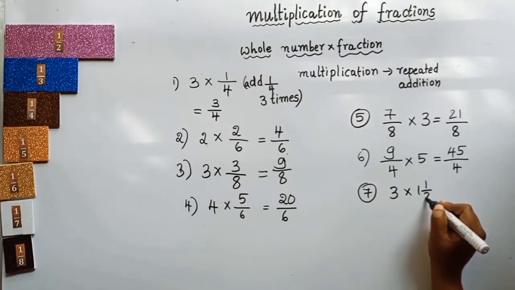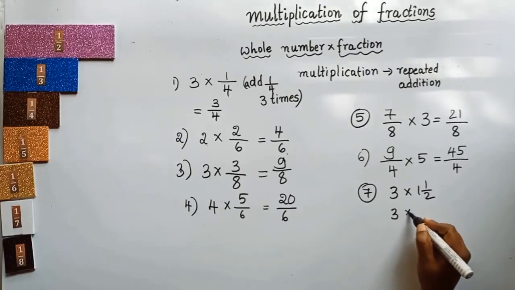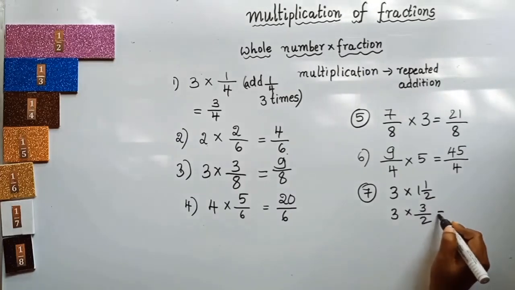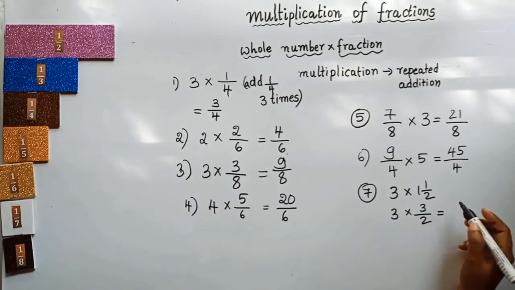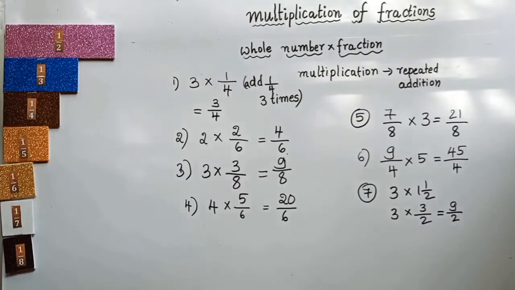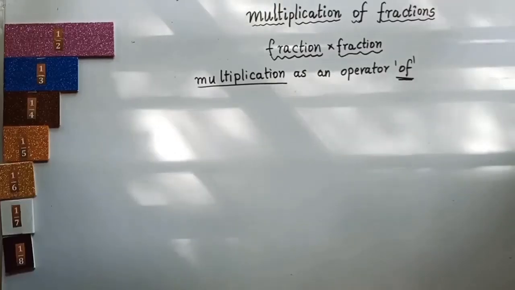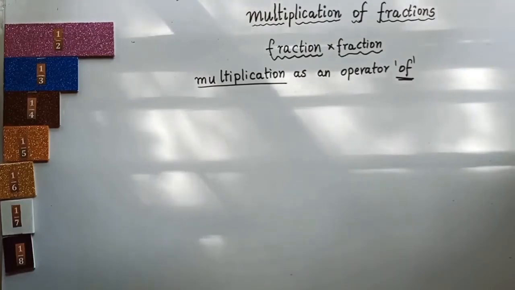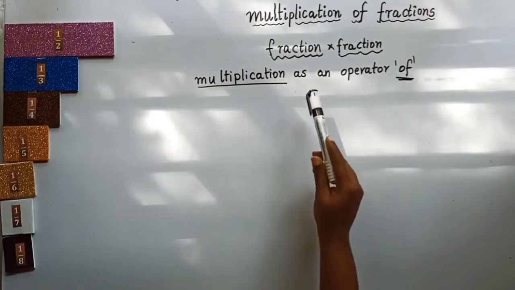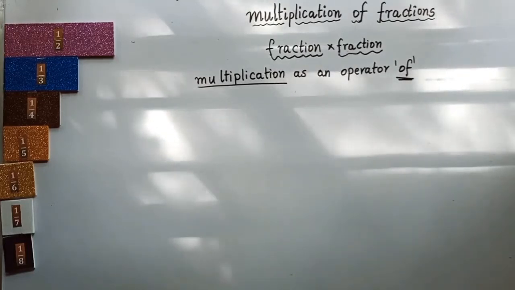3 into 1 and a half. Convert into improper. 2 ones are 2, plus 1, 3 by 2. 3 into 3 by 2 is equal to 9 by 2. So while multiplying a whole number and a fraction, multiply the whole number to the numerator. Keep the denominator as it is. Now let us multiply a fraction by a fraction.